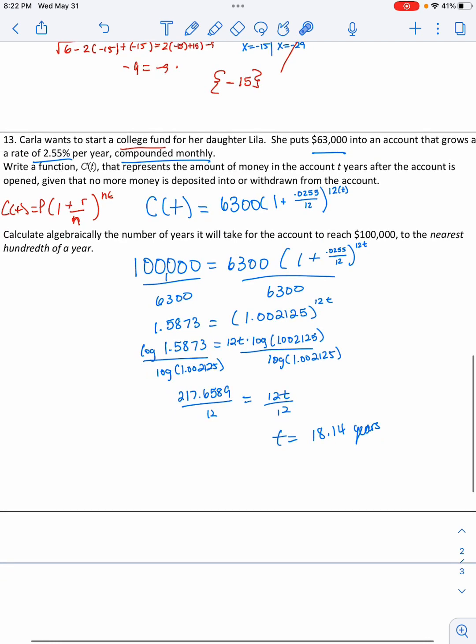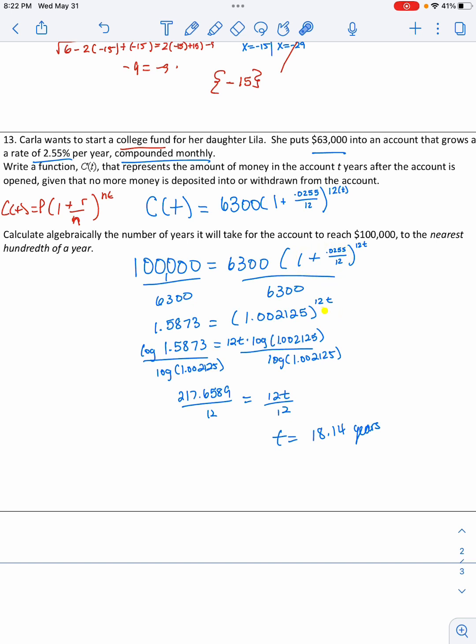And then moving right along, calculate algebraically for when it's going to reach 100,000. So C of T is going to equal 100,000. And we solve by dividing both sides by 63,000. And we get 1.58373. We're going to go ahead and simplify this here. Now that brings us down over here.